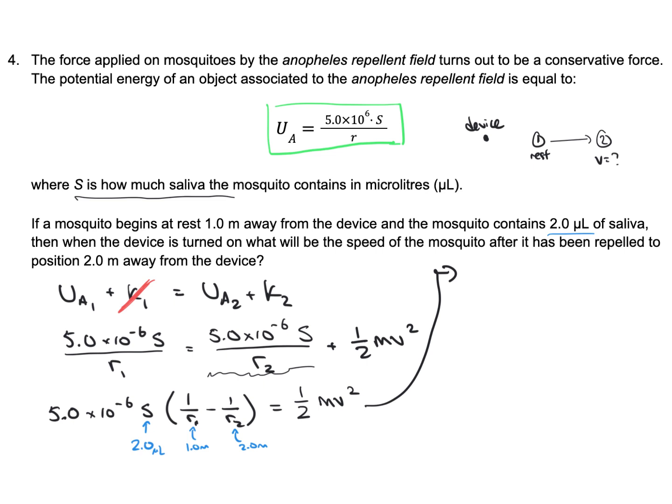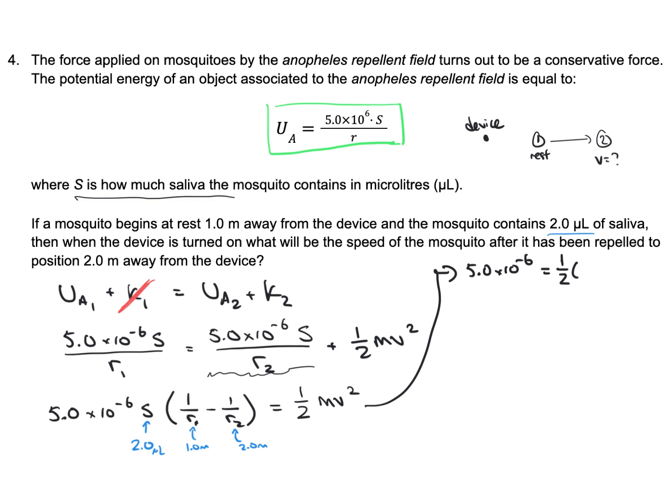I am kicking myself right now. Because of the numbers I chose, it just turns out to be 5 times 10 to the negative 6. Okay, so the s equals 2, and the 1 minus a half is a half, and 2 times a half is 1. It all cancels out, and the answer is just 5 times 10 to the negative 6. I just kind of randomly picked these things, and it just turns out lots of things canceled out in the last couple of questions.